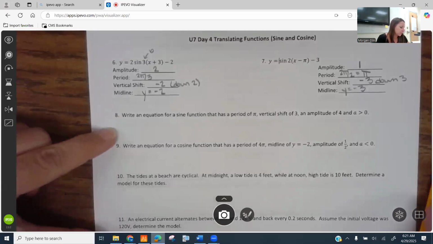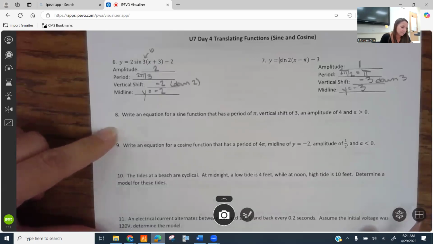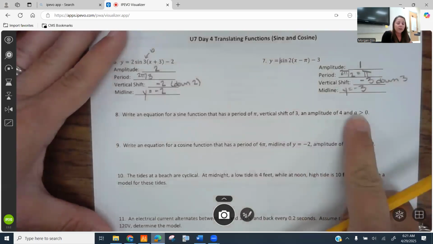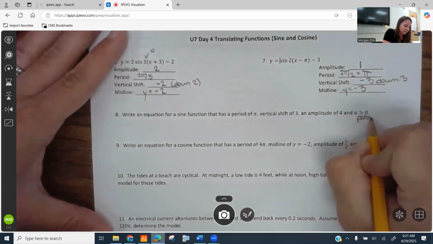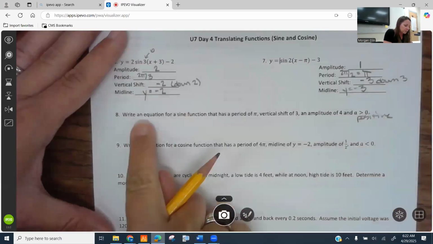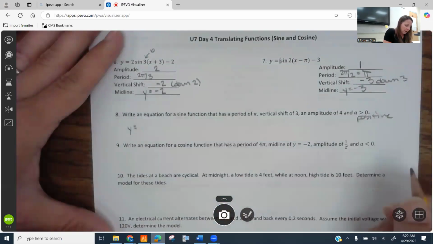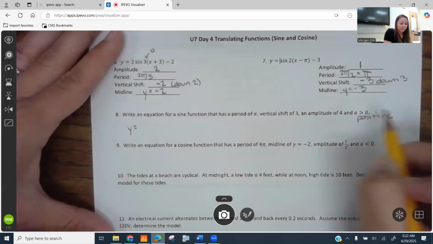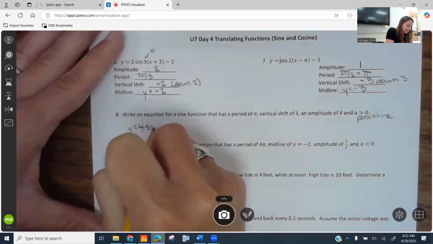All right, let's jump to number 8. We want to write an equation for a sine function that has a period of pi, vertical shift of 3, and an amplitude of 4. And our a value is greater than 0. So that tells me my a value is positive. The key is we start out with a sine function. It does tell us our amplitude, that's our a going out in front of sine, and it's positive. So it's a positive 4 sine.